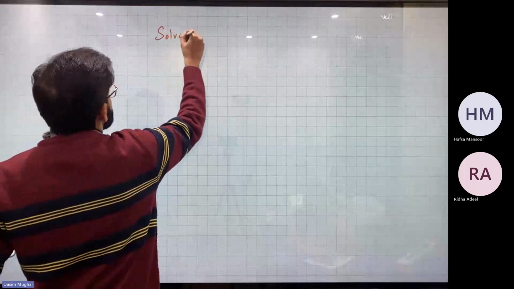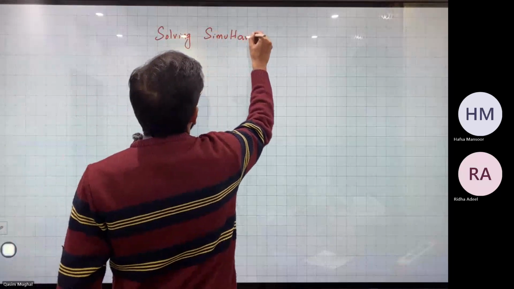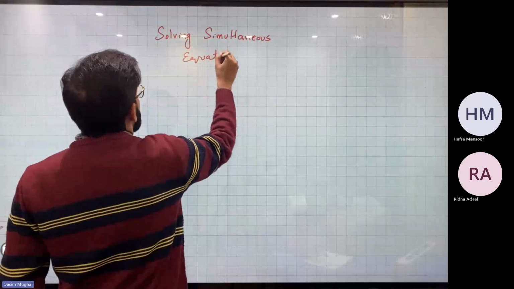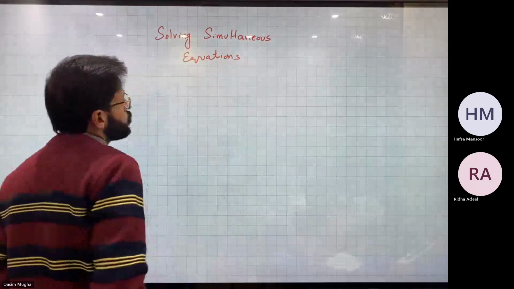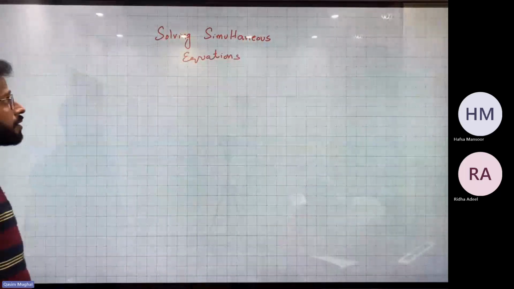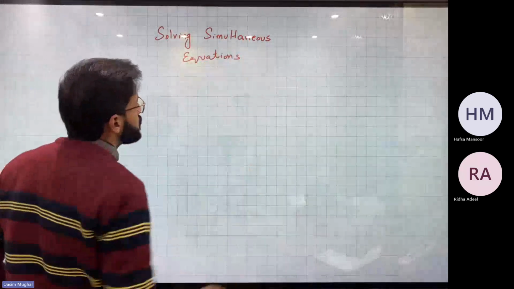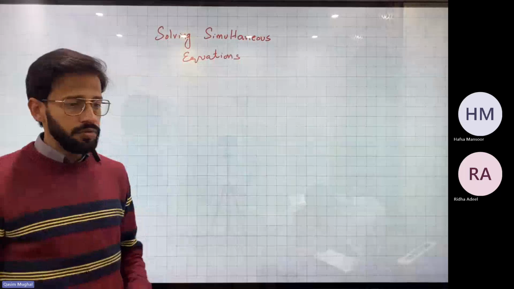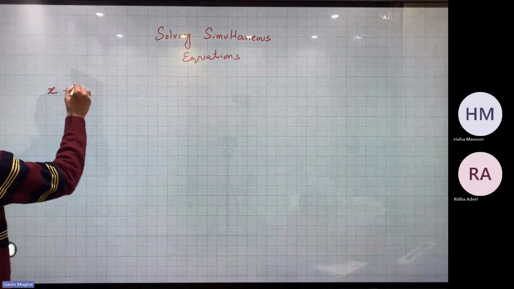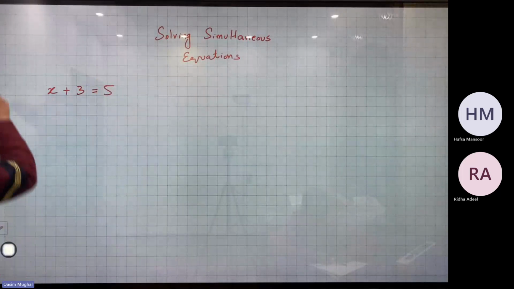simultaneous questions. You've already done this in your IGCSE and O levels, and now there are basically two types of solvings. Like, so first of all, let's understand the term. What do we actually mean by solving any equations simultaneously? For example, if I have x plus 3 equals 5, what will be the solution to this equation?